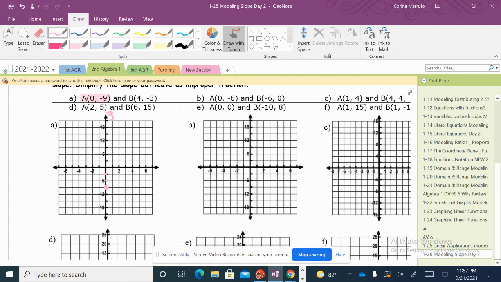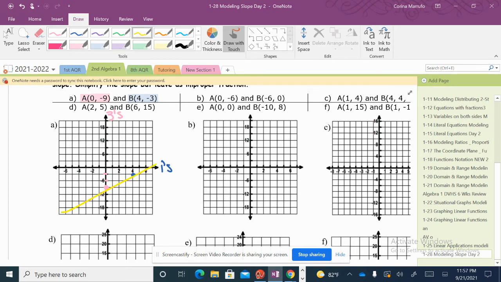So I'm going to put here by threes. Okay, this one is counting by 1, so we should be okay. So B is 4, -3. So 4, and then we're going to go down -3. This is counting by 1s. And so we're going to go ahead and connect our dots.